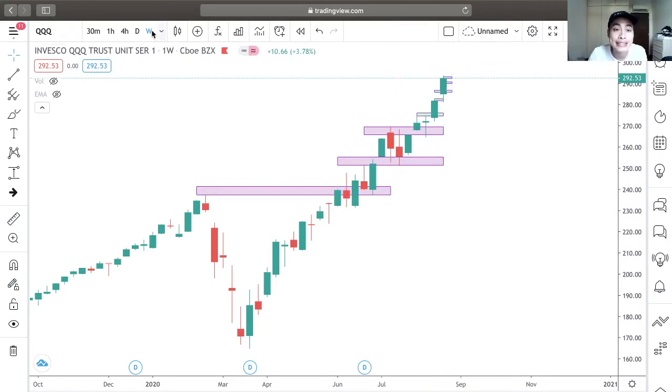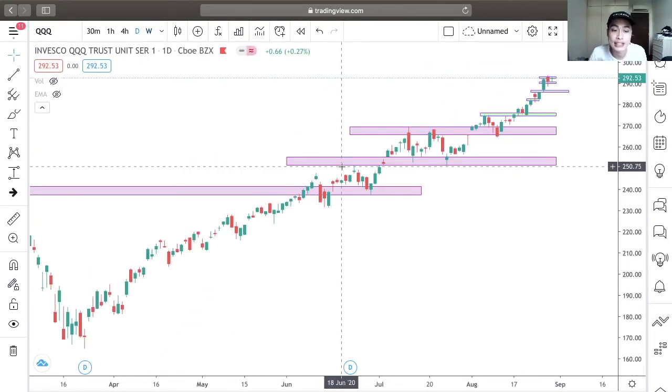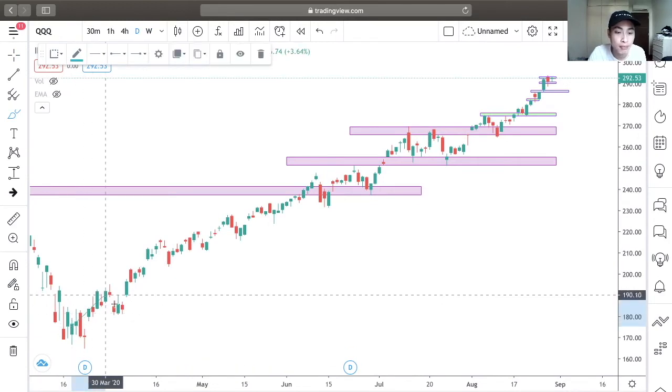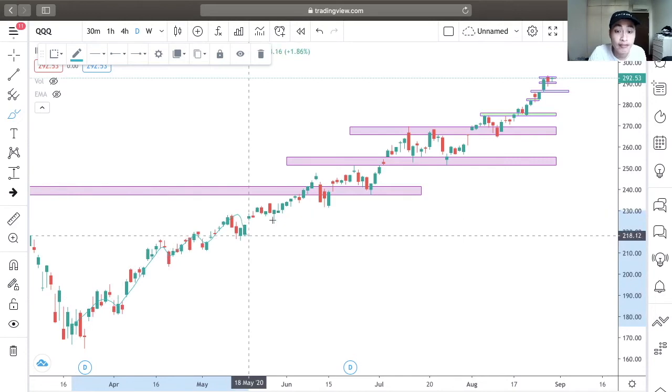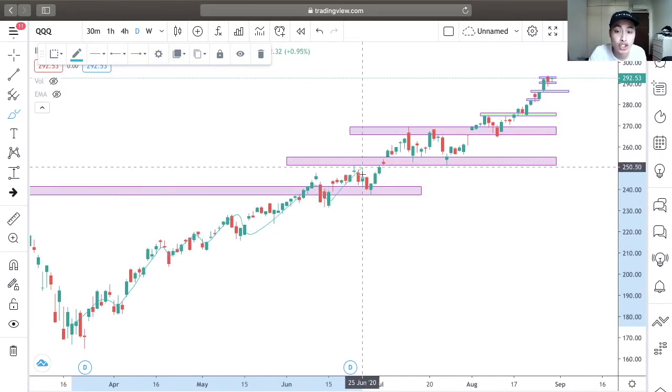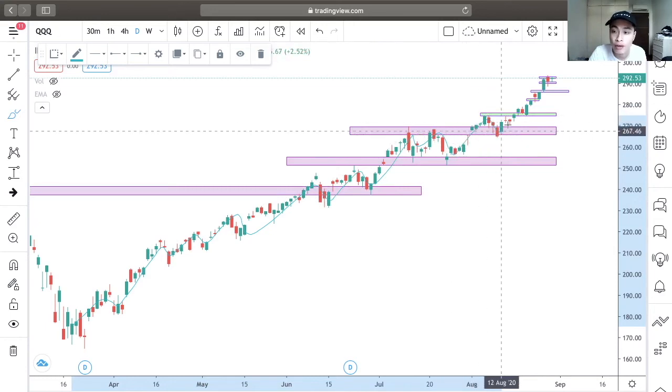Let's take a look at the daily time frame. The Nasdaq has been trending very nicely. If you take a look here, it goes up, goes down, goes up, down, up, down, up, down in a very predictable upward trend. Then there was a bit of a consolidation at this area before it continues moving upwards.